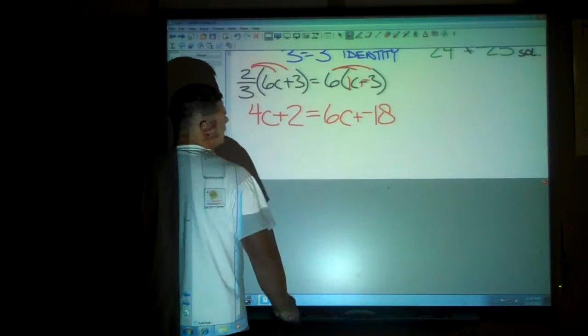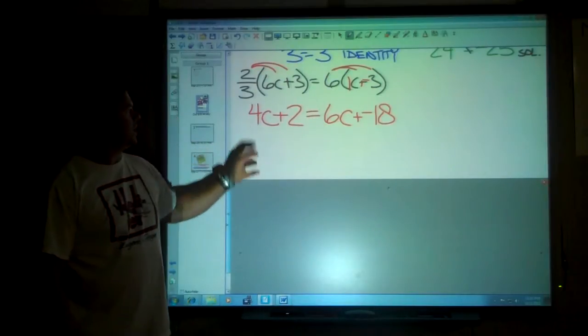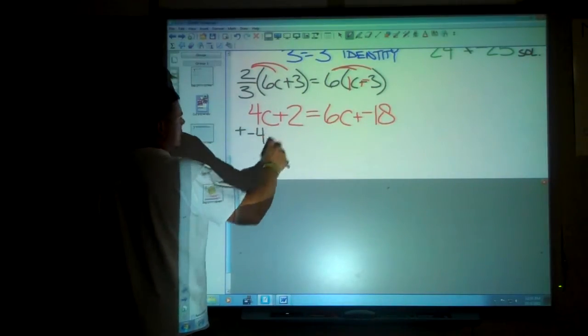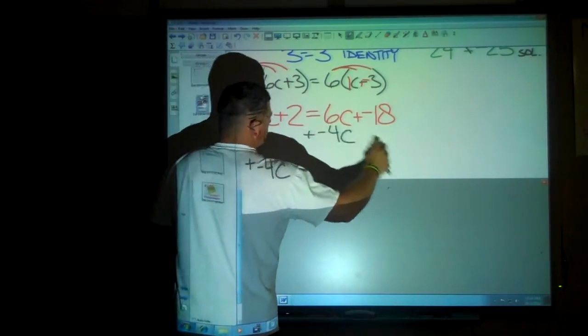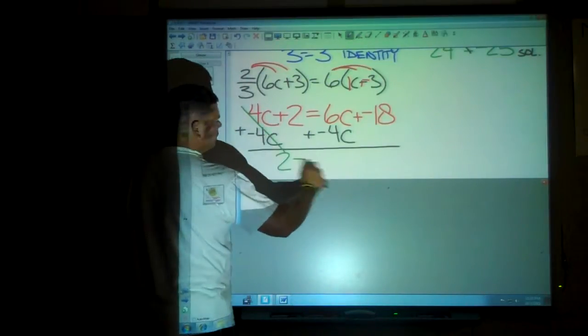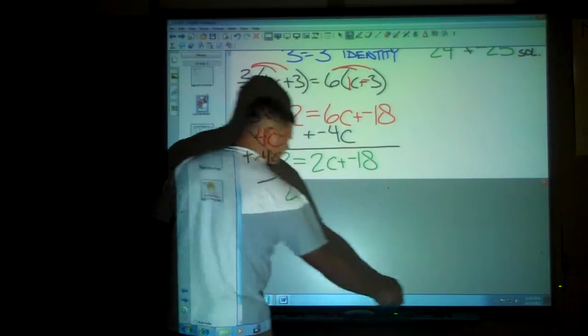Now you play the shuffling game. Now when I look at this, I see more c's on that side than this side. So if I move these over here, I'll still have more positive c's left over. It requires a negative 4c to cancel out the positive 4c. These cancel out. I now have 2 equals 2c plus negative 18.